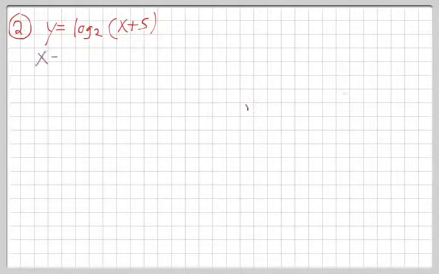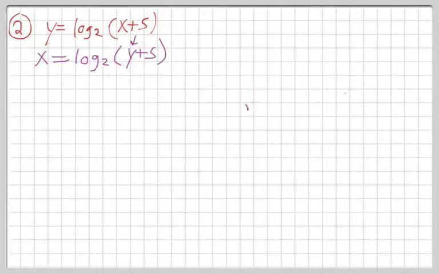So x equals the log of base 2 of y plus 5, right? And ultimately our goal is simple: replace the x's and y's and then solve for the new y. So of course the new y is right here.